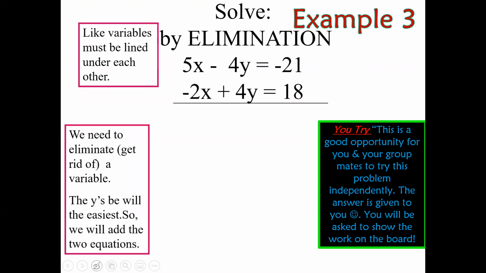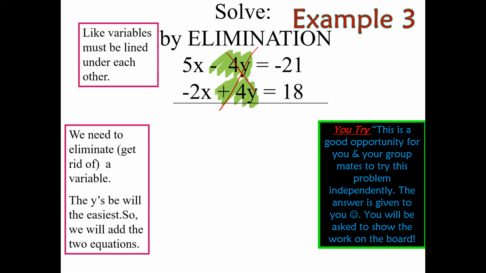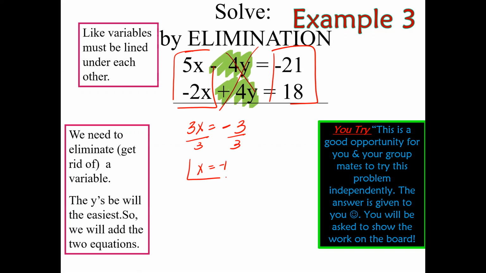Example 3. Okay, looking at this right here, which one are you going to cancel, x or y? Which one has the same numbers and opposite sign? Well, it looks like y does because you have a negative 4y and a positive 4y. So I'm just going to go ahead and cross them out because they cancel. Then I have to add the x's together. So 3x equals, add the y's together, negative 3. Divide by 3 on both sides, x equals negative 1.